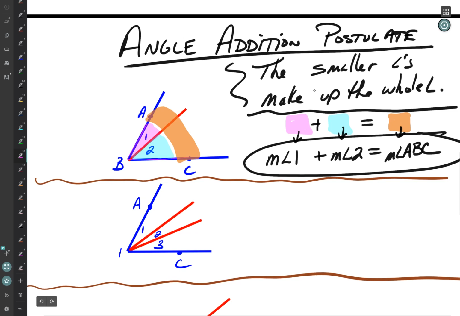What do you think? Why do you think I have this one on here? Because I added an extra piece, right? Still though, do the smaller parts make up the whole thing?